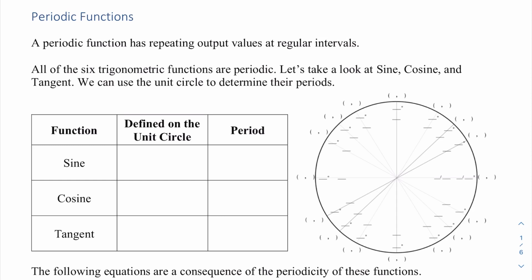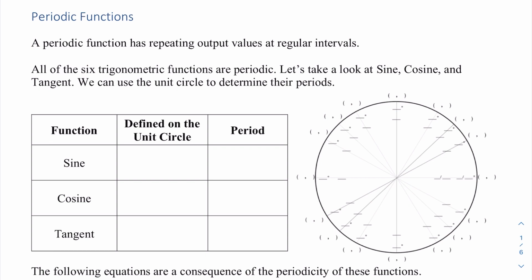A periodic function has repeating output values at regular intervals. All of the 6 trigonometric functions are periodic. So let's take a look at sine, cosine, and tangent. And we can use the unit circle to determine their periods. The period is how long it takes for that behavior of the output values to repeat.